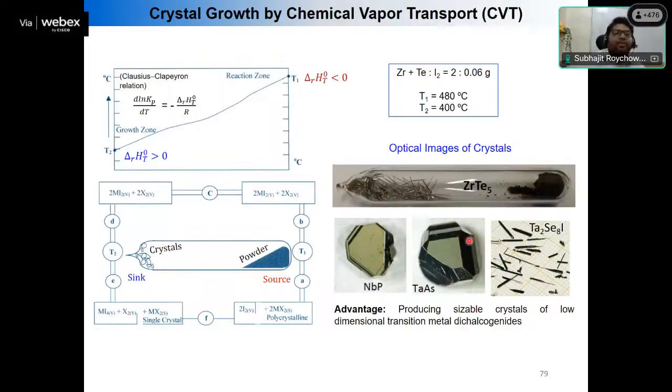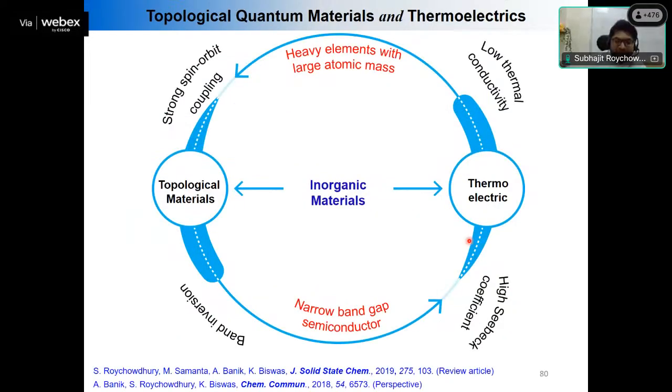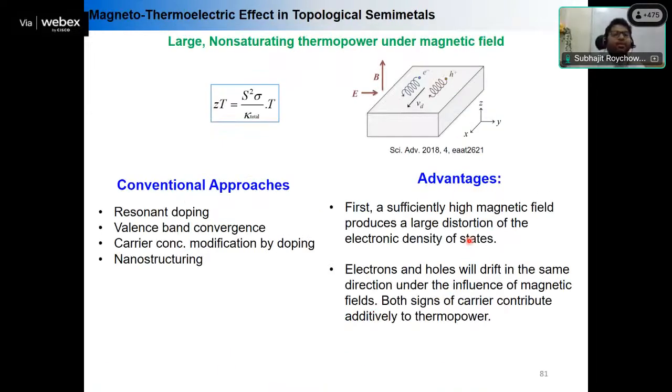So you'll get very high mobility single crystal of topological quantum material. I have already discussed this quantum material output for thermoelectric applications. Now I have already talked about how to improve the Seebeck coefficient, either by resonant doping or valence band convergence. Now what we can do in topological material is increase it by applying a magnetic field.